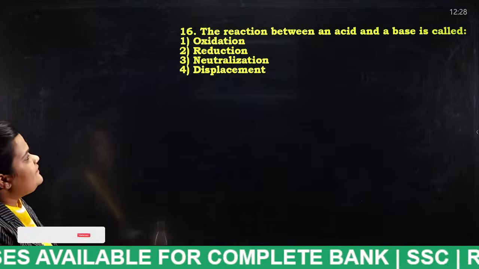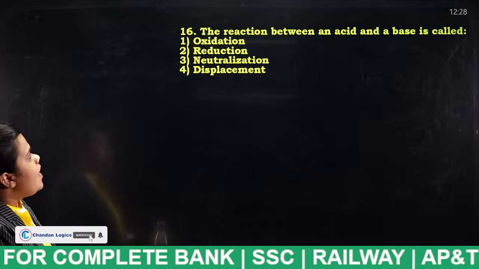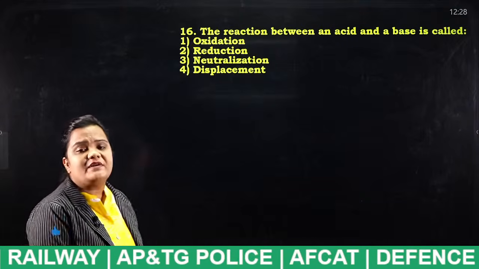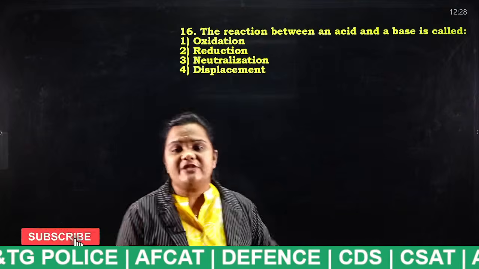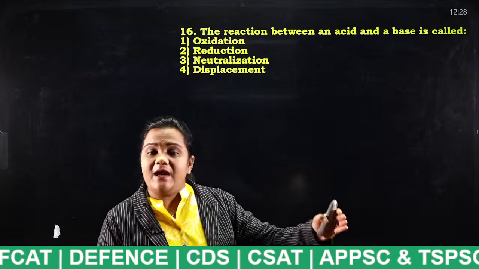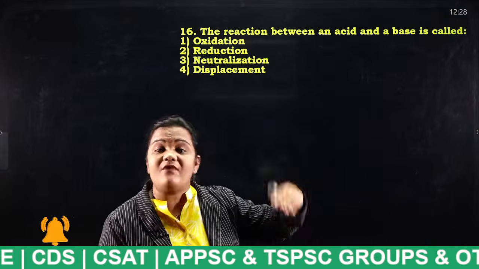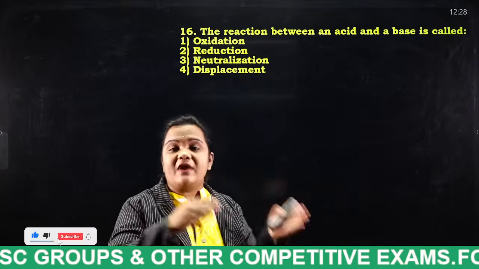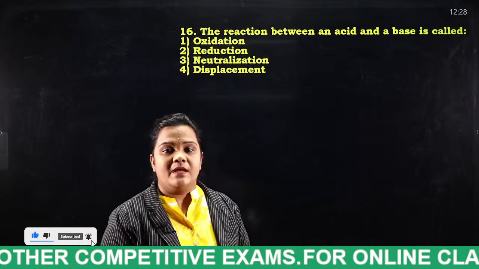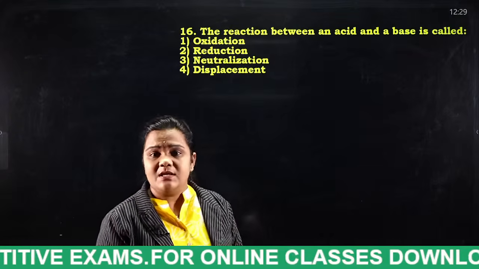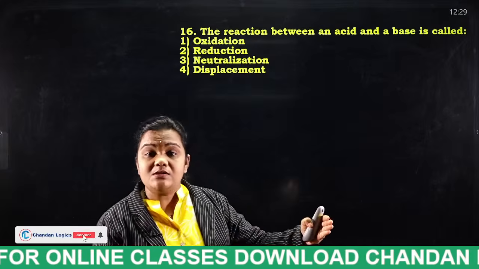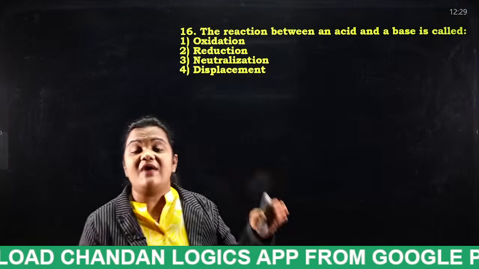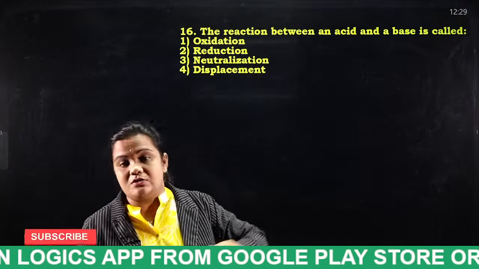The reaction between an acid and a base is called oxidation, reduction, neutralization, or displacement. Just now I discussed what oxidation means: loss of electrons and gain of oxygen. And what do you mean by reduction process? Gain of electrons, gain of hydrogen and loss of oxygen.